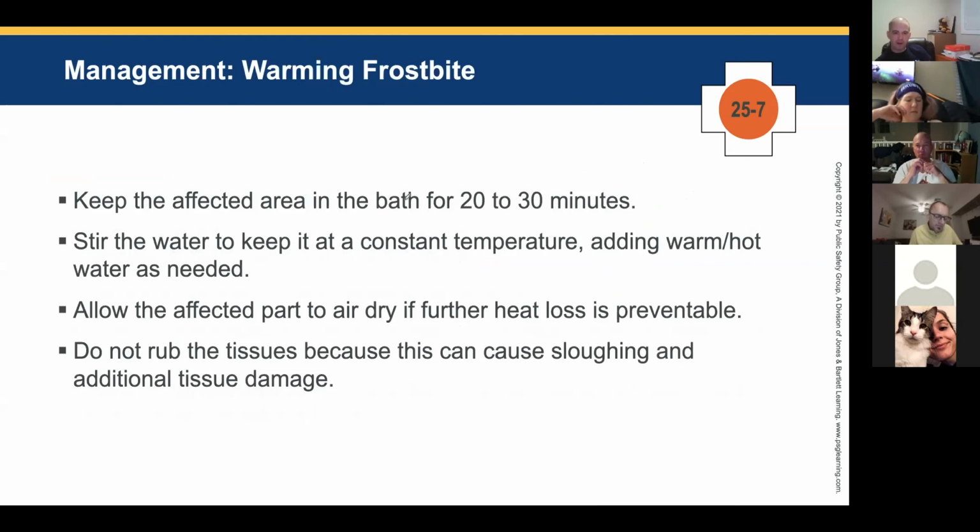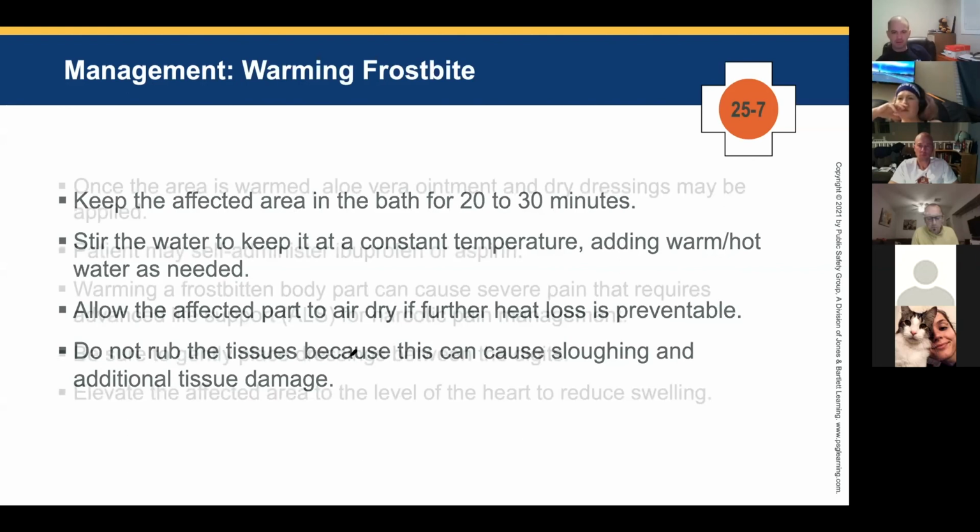We want to keep the affected body part in the bath for 20 to 30 minutes. We want to stir the water to keep it at a constant temperature and add warm and hot water as needed. And we want to allow the affected body part to dry if further heat loss is preventable. And we don't want to rub tissues because this can cause sloughing of the skin and other tissue damage.